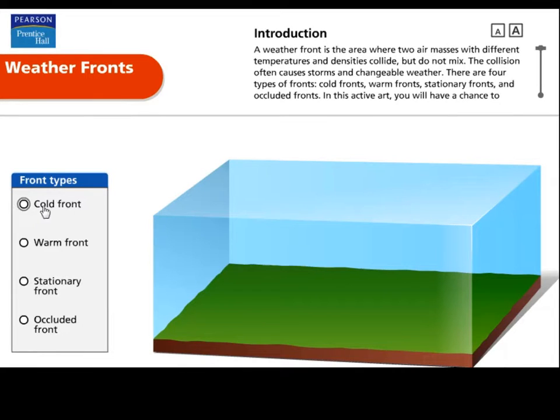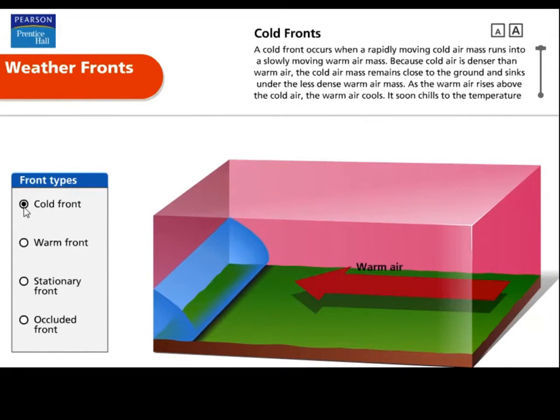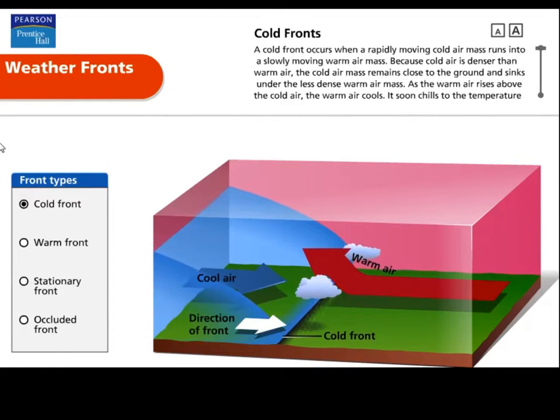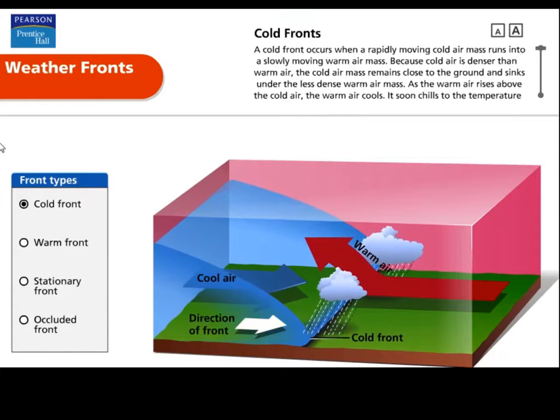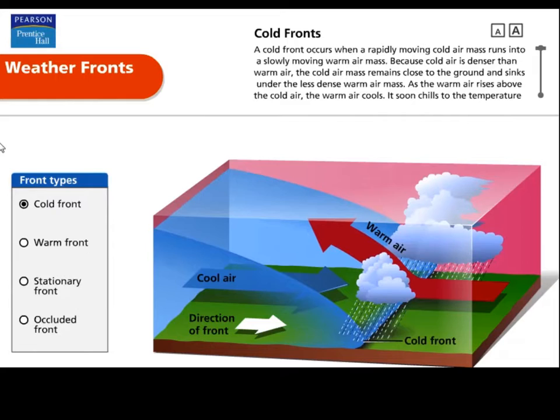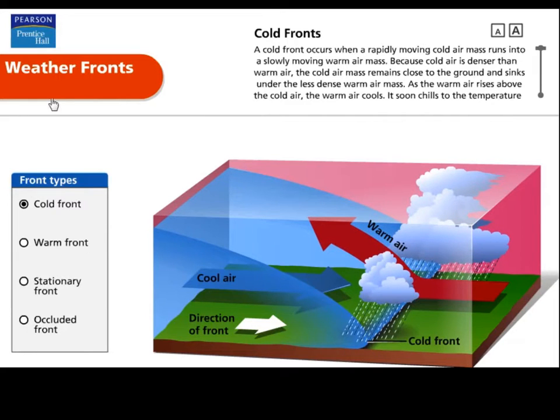Cold fronts. So this is an animation about cold fronts. So you're going to see what occurs to cause a cold front. And then in your workbook, you're going to draw this diagram once it's done moving. The more detail you have, the higher your score. Hit pause whenever you need to finish your diagram.